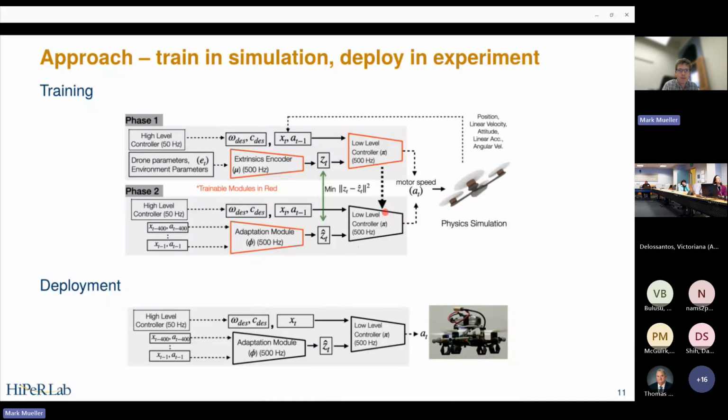At the end of this phase, we have 2 neural networks. We have the low-level controller that we have frozen from the first phase, and we have this adaptation module. Both of these are causal and implementable. Both of them only have access to the high-level commands and the IMU data from the system, and they generate the motor speed commands that we can send to the vehicle. At this point, we can take these networks and deploy them in experiment. So then in experiment, we can run these 2 networks and we can fly the drone. At this point, in experiment, these are static networks. So the weights in the network don't change. And this is the architecture that we then end up flying.